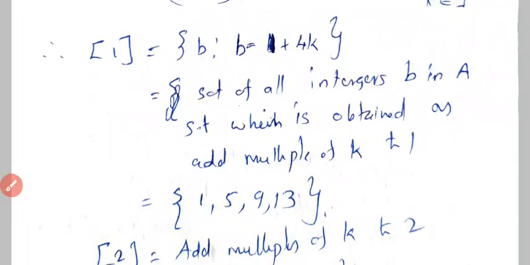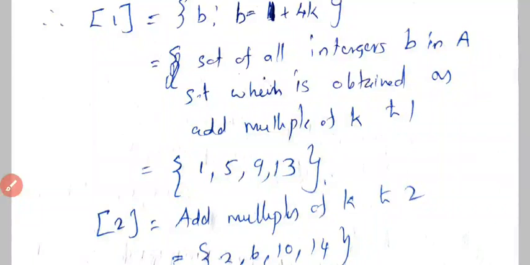So 0 times 4 is 0, 0 plus 1 is 1; 1 times 4 is 4, 4 plus 1 is 5; 2 times 4 is 8, 8 plus 1 is 9; 3 times 4 is 12, 12 plus 1 is 13; 4 times 4 is 16, which is not an element of A, so we should not write that. So the equivalence class of 1 is the set {1, 5, 9, 13}.